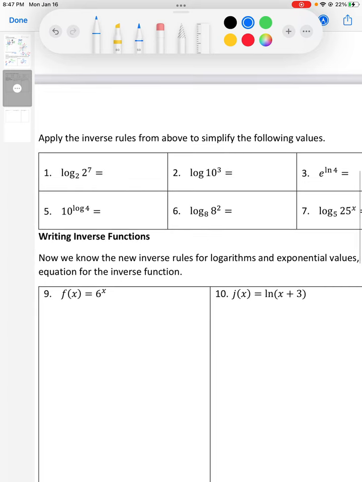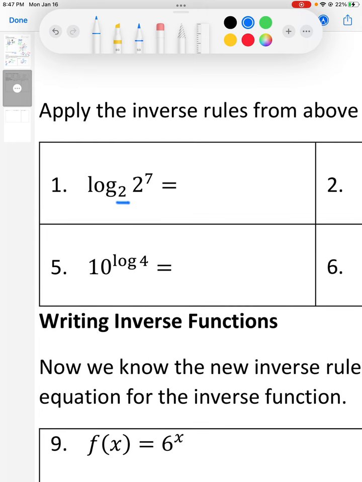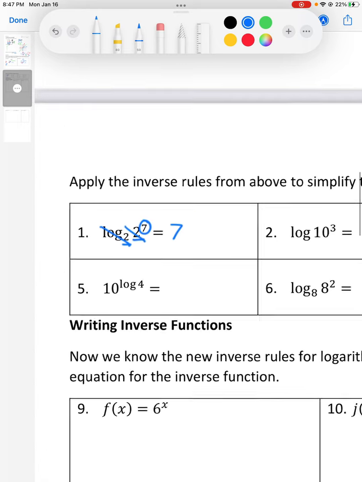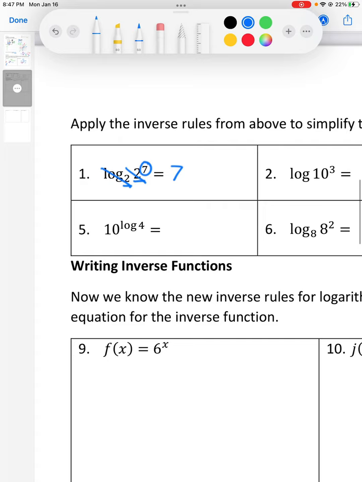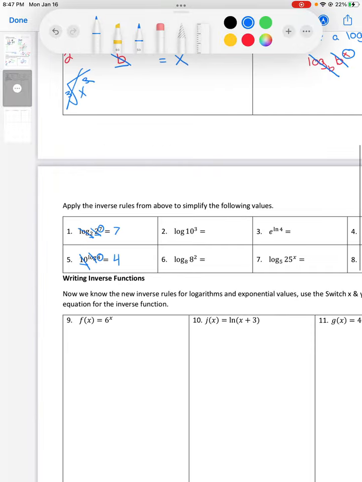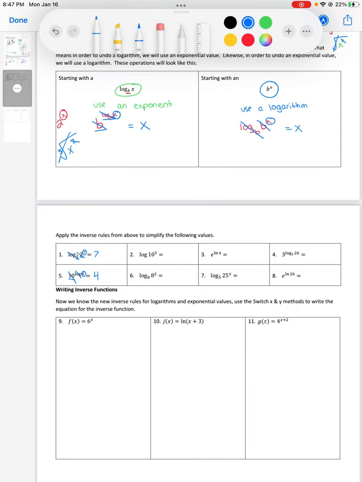Apply the inverse rules from above to simplify the following values. The base of the logarithm matches the base of the exponent. So what's going to happen here? They're going to cancel out, and what am I left with? My exponential. Okay, let's look at question 5. I have an exponent, and what's it raised to? Log base 10, right? When there's no base, it's 10. So since the bases are the same, these cancel out, and I'm left with a 4. I want you to do the rest of them. You can pause it, and then we can double check and see how we did.